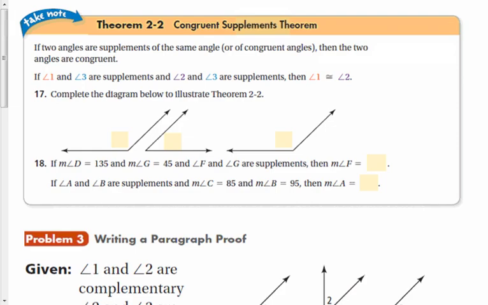All right, theorem 2.2, another one we're going to use is the congruent supplements theorem. What that says is if two angles are supplementary, and another angle is congruent to one of the 2 supplementary angles, then that will also be supplementary to the other one. So go ahead and fill in what you think goes here.